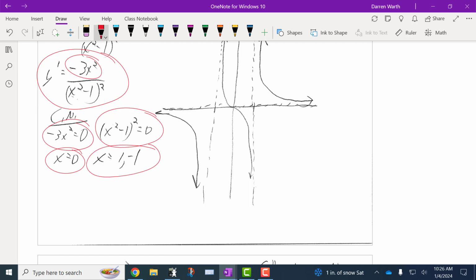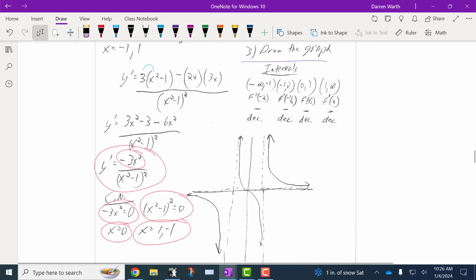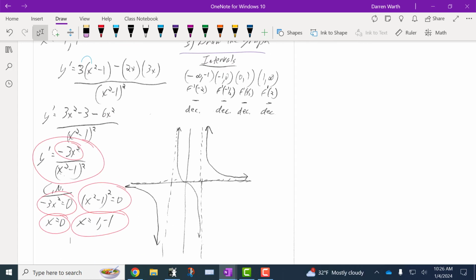So there's my intervals I'm going to be setting up. Here are my critical numbers, and I'm going to take those critical numbers and set them up into intervals. So here's my critical numbers of 0, 1, and negative 1. I'm going to go from negative infinity to negative 1, then from negative 1 to 0, from 0 to 1, and then from 1 to infinity. So there's the intervals that I'm working with.